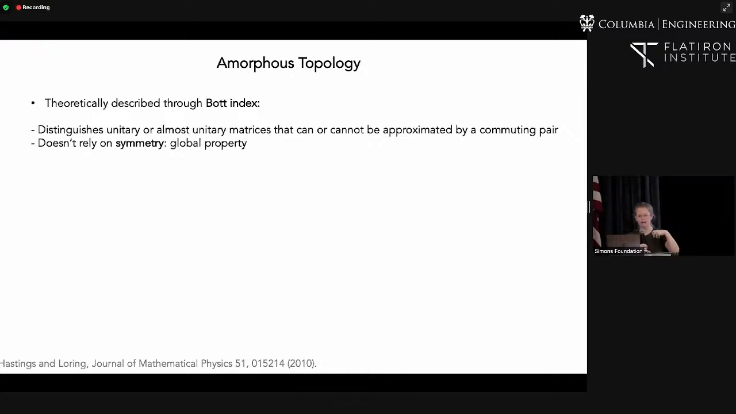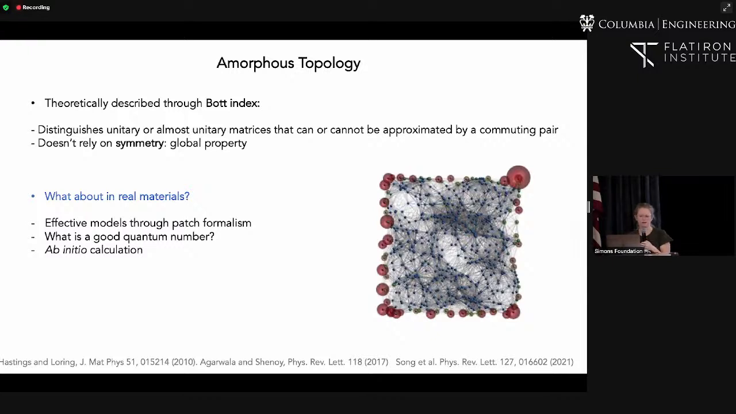And so this Bott index is a global property of a system. It doesn't rely on symmetry, so it's very applicable in these sorts of systems, especially when we've got disorder or amorphous materials. However, this is a theoretical description. It doesn't tell us anything about real materials, right? We want to describe real materials. So there are a few different ways that we've looked at this. We've looked at effective models through a patch formalism.